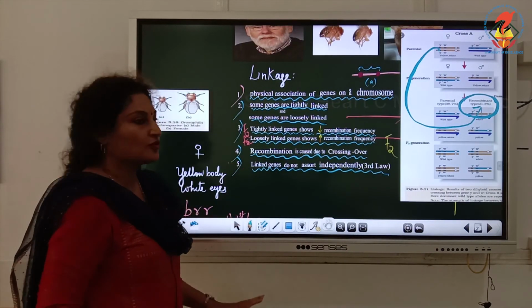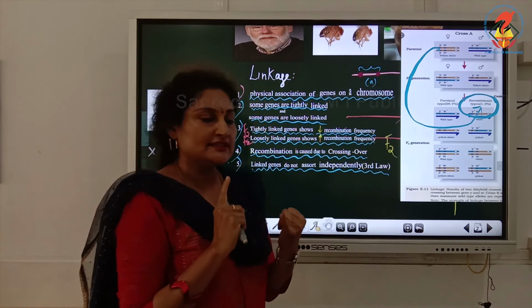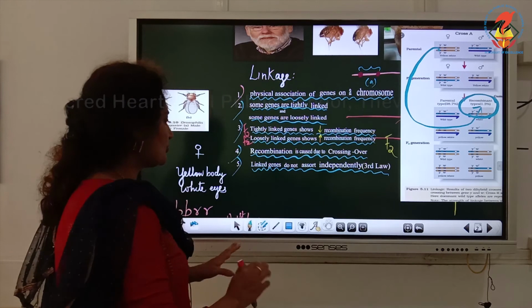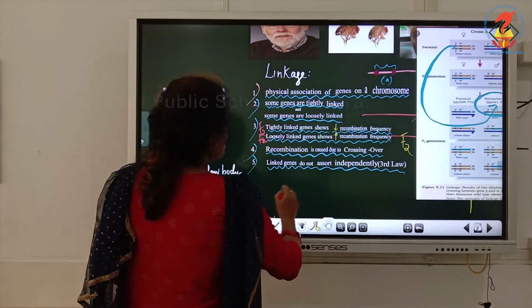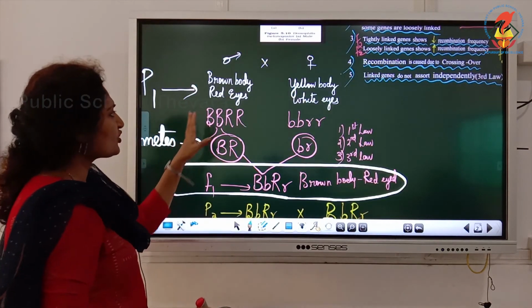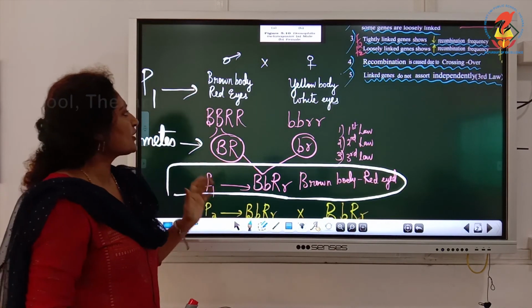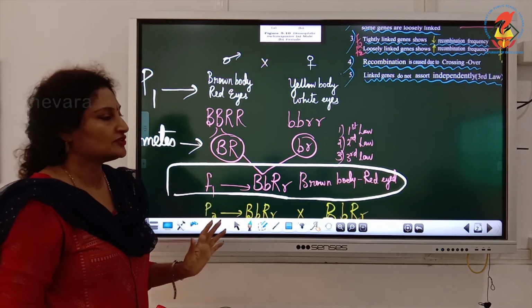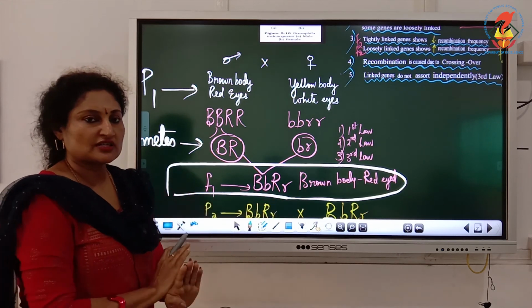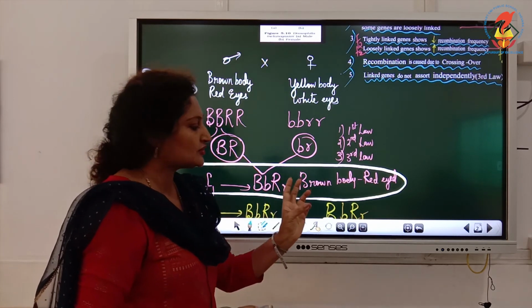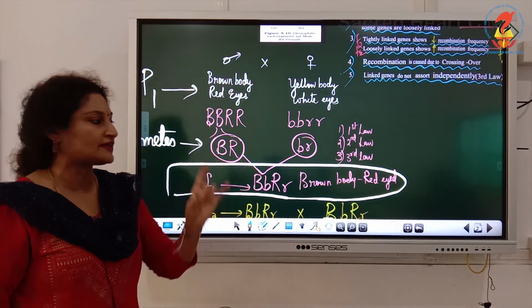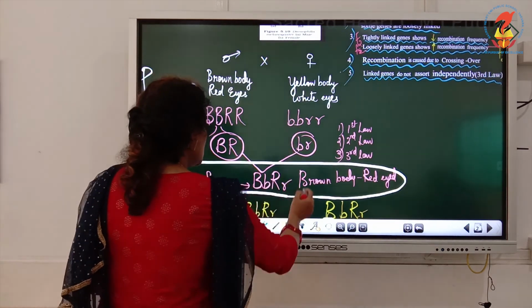And lastly, he found that linked genes follow Mendel's law of dominance and Mendel's law of segregation of gametes, but do not follow the law of independent assortment. These two, the fourth and fifth points, were derived by a cross between a male and female Drosophila. The male, brown bodied with red eyes, was crossed with a female with yellow body and white eyes. Look at the genotypes in the F1 generation. Till the F1 generation, it was correctly following the Mendelian pattern. So he understood it followed the law of dominance and law of segregation of gametes. So he expected that it would follow the law of independent assortment, and he continued till the F2 generation.